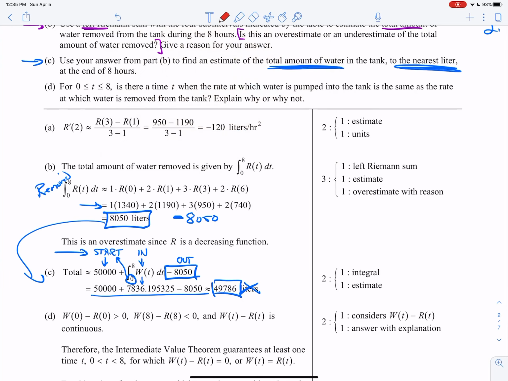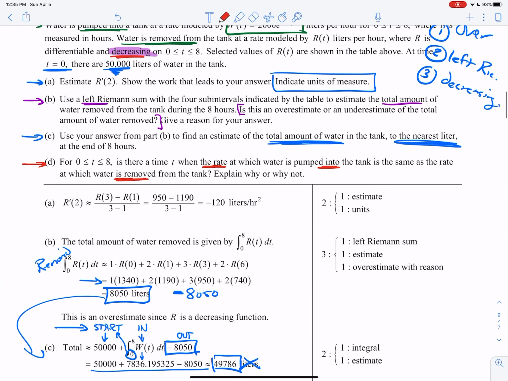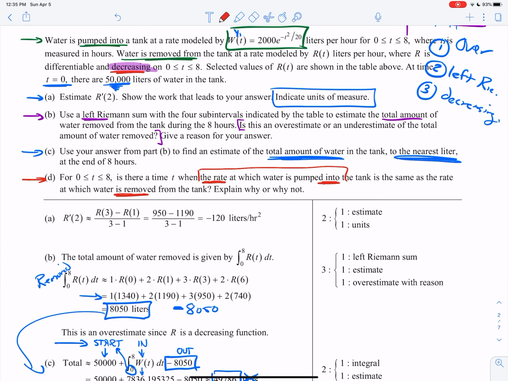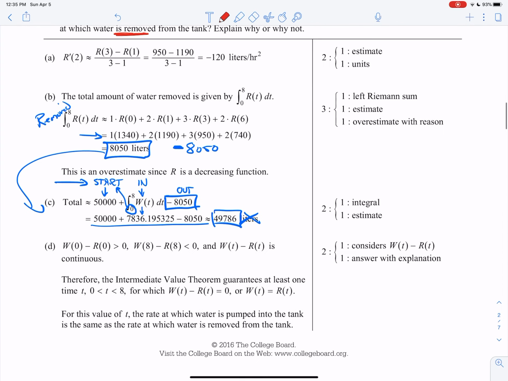Here's the last one. From 0 to 8, is there a time t when the rate at which the water is being pumped into the tank is the same as the rate at which the water is being removed? So, in short, they're asking you this. Is there a moment where W of t is the same as R of t? That's what they're asking you guys. Is W of t equal R of t at any moment? So, you can do two things.